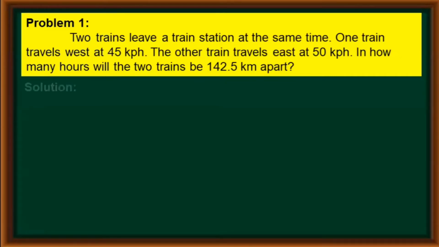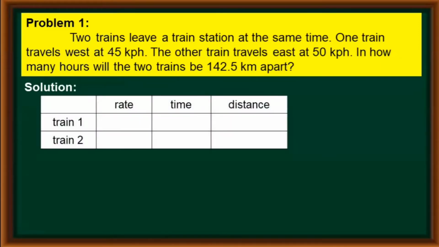We start our solution by creating a table to summarize the given data. We create a 4-column table. The first column would be allotted for the two objects involved in the problem. The second column would be the rate or the speed. The third column would be allotted for the time, and the last column would be allotted for the distance traveled.